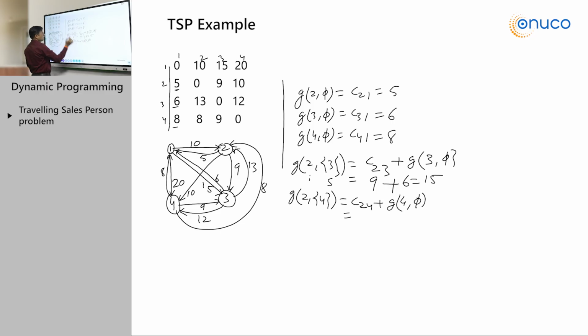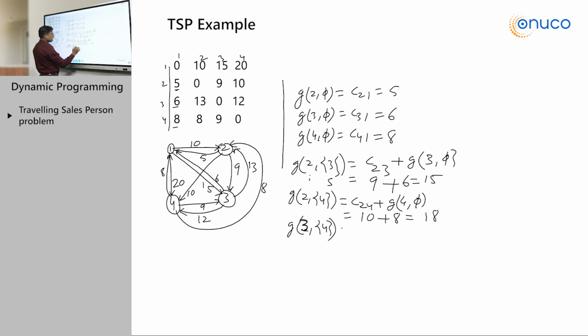Second row, fourth column. 2, 4 is 10 plus g of 4, 5 from here. What you already calculated in the previous iteration is 8. So, it becomes 18. Similarly, we are going to compute g of 2, 4. 2, 3 is done, 2, 4 is done. So, what is next? We can go to the 3, comma 4 calculations.